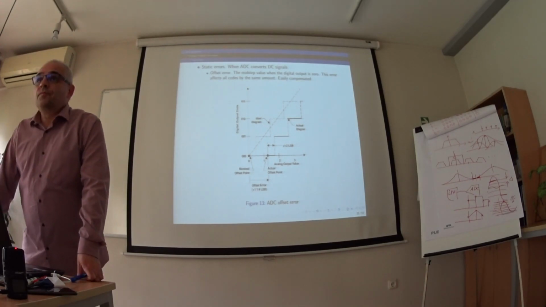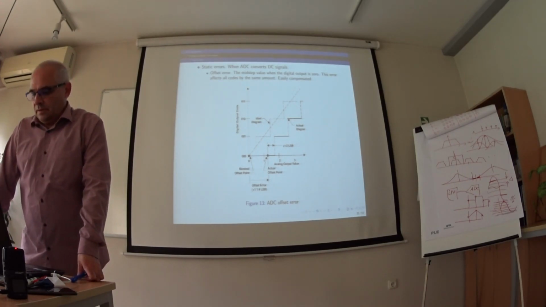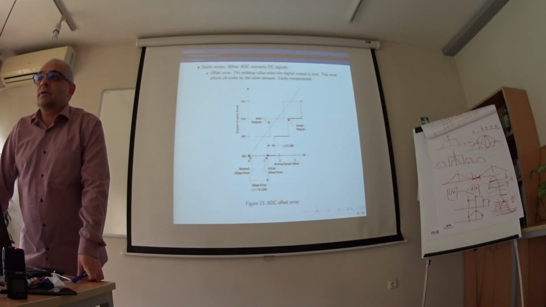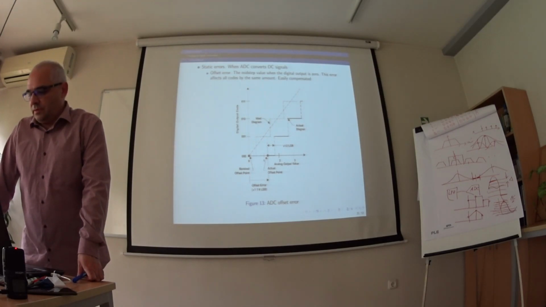We have two types of errors, static or DC errors, and dynamic, which we call noise errors. We will start with the static ones. The first one is very obvious.